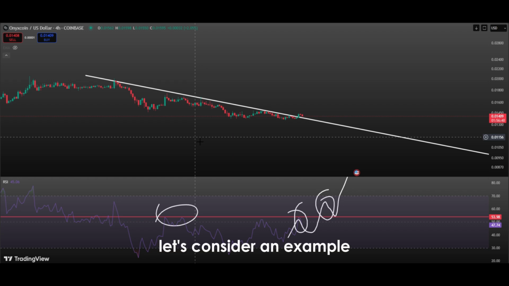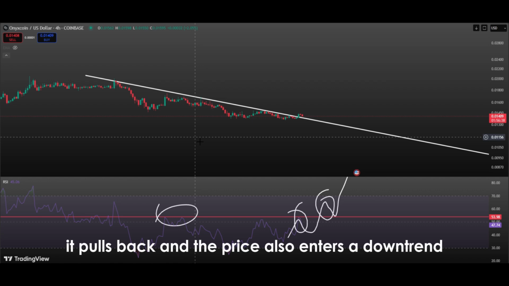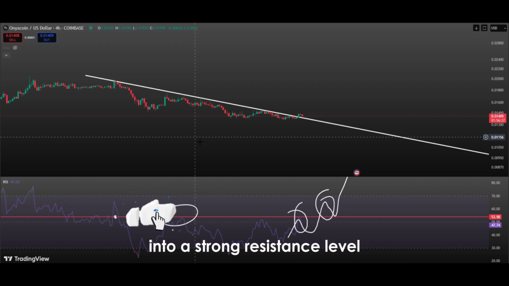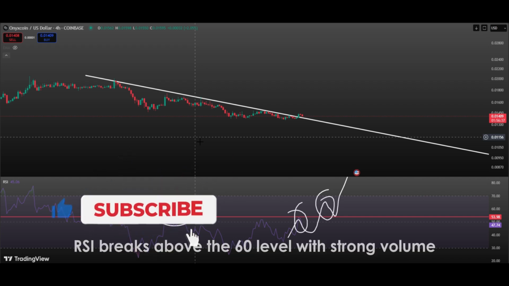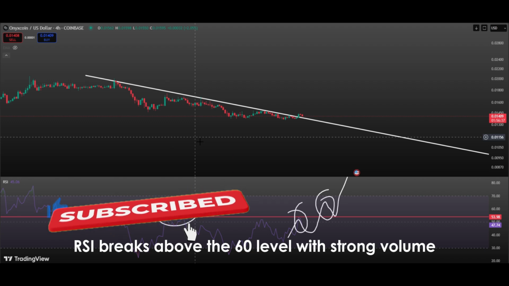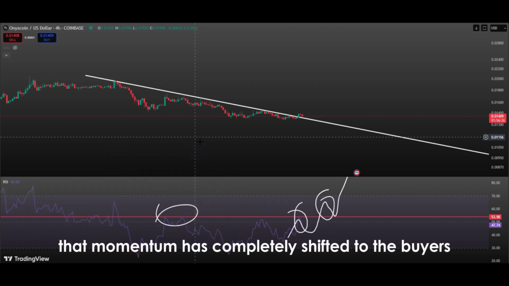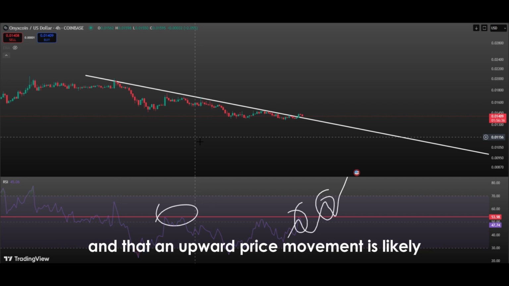Let's consider an example. Suppose the RSI of a cryptocurrency has been encountering resistance at the 60 level for several weeks. Each time RSI reaches 60, it pulls back, and the price also enters a downtrend. This repeated pattern turns 60 into a strong resistance level. However, one day RSI breaks above this 60 level with strong volume and climbs to 65 or even 70. This indicates that momentum has completely shifted to the buyers and that an upward price movement is likely.